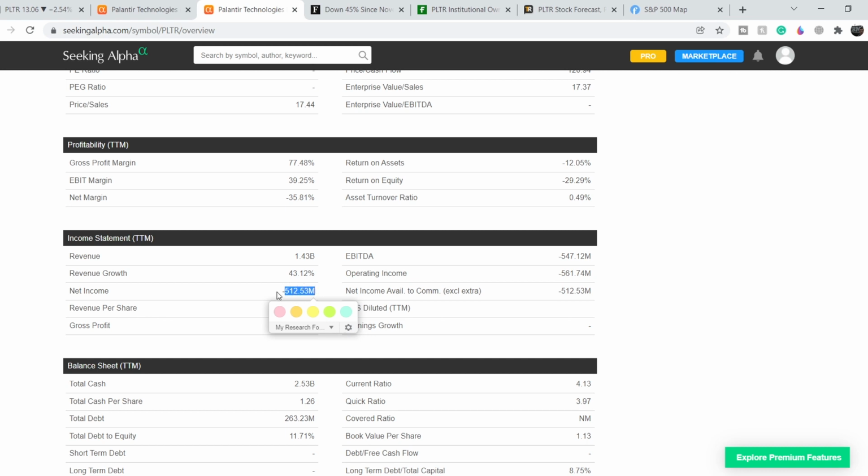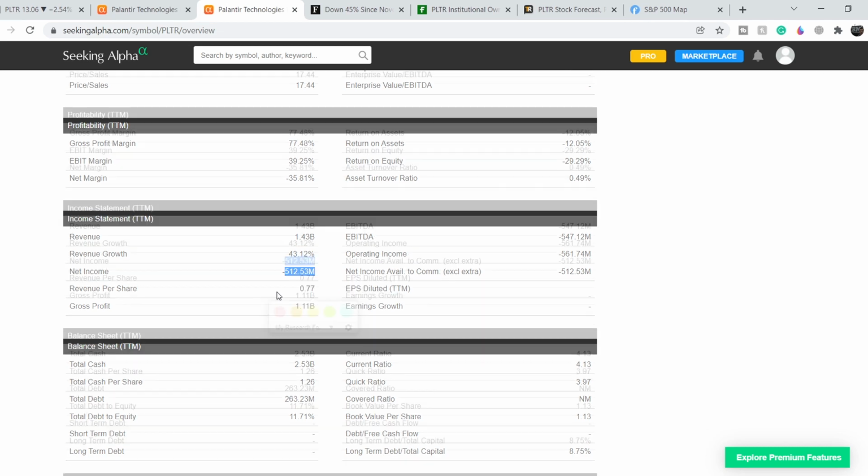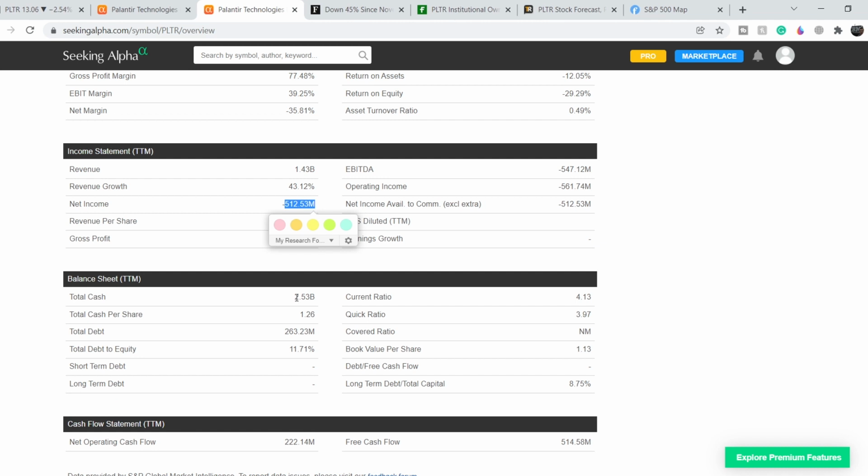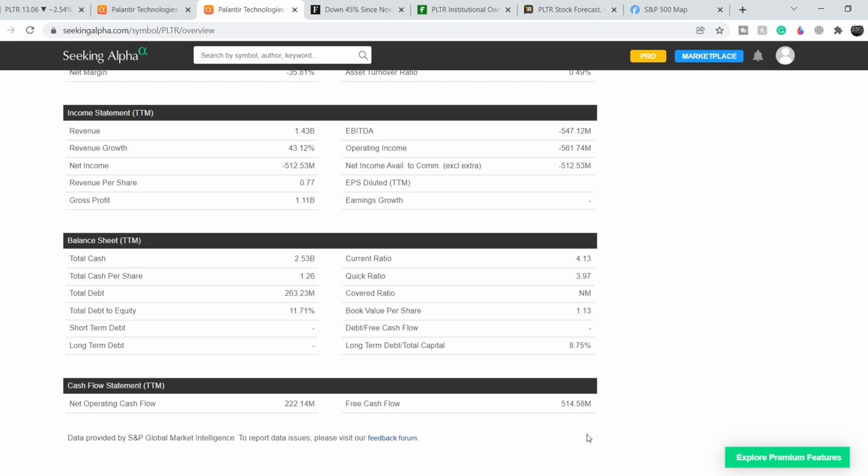And these losses is nothing else but the stock-based compensation that allows this company to attract the best people on the market to work in this corporation. And they have a very strong cash position of $2.53 billion, and for now this company is debt-free, and this number is outdated. On top of that, this company is generating very good free cash flow of $514.58 million. So fundamentally this company is a very good company, and I have to say that its growth numbers are also very impressive.